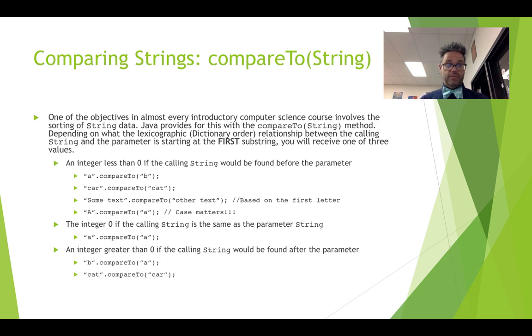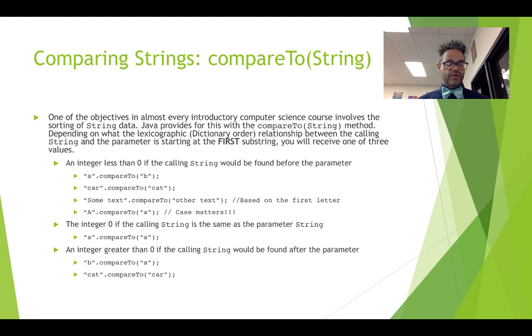Now, if we compare text with a capital S to other text, S is before o because it's capitalized. I know, not quite totally alphabetic, but we have to remember that capital letters actually matter. So again, capital A compared to lowercase a, case matters, and so we get a different result. We also get a zero back if it's the exact same string. So a.compareTo(a) gives zero, good, we're good to go.